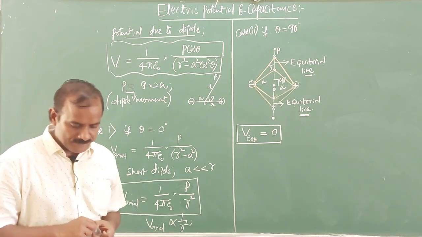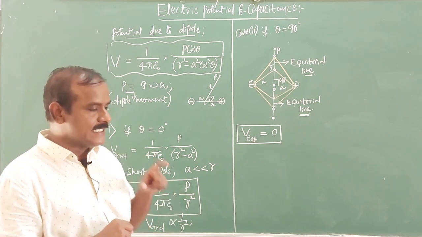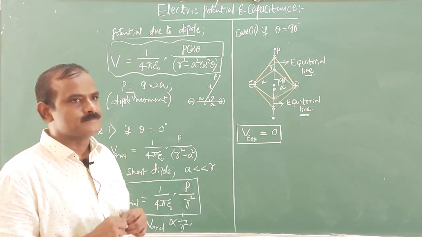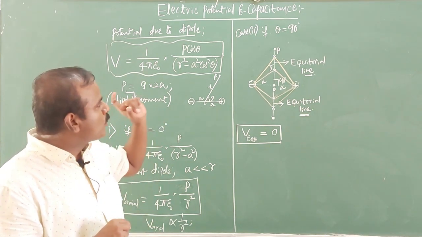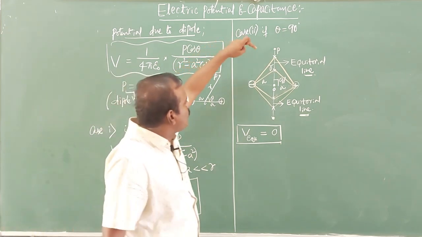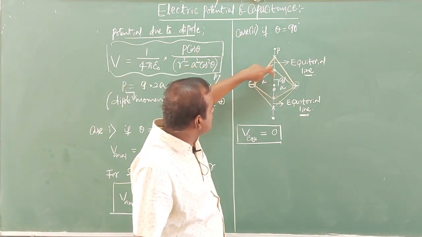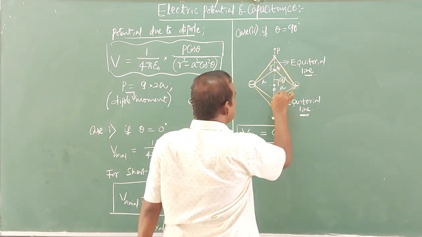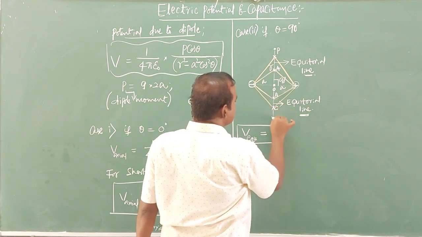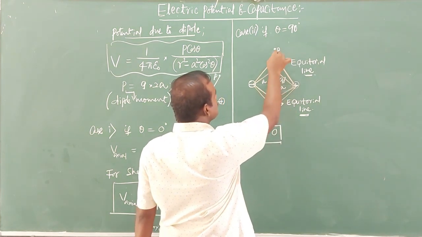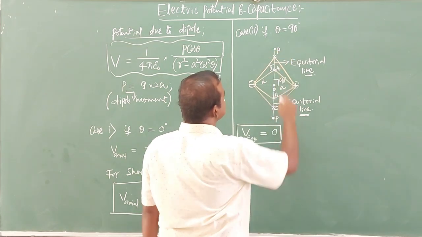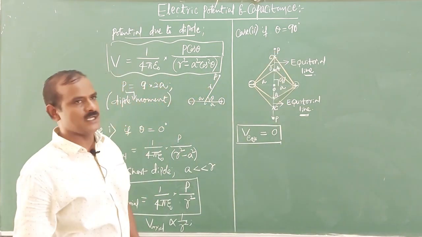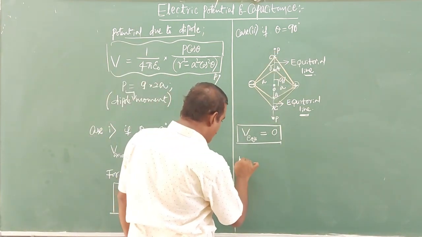And such a line, students, is called an equipotential line. What is an equipotential line? A line drawn in an electric field where potential is the same at all such points. Potential here is the same, here is the same, here is the same. This is A, this is B, this is C, this is P again. At all these points, these are all the points of the same potential. The equipotential line.